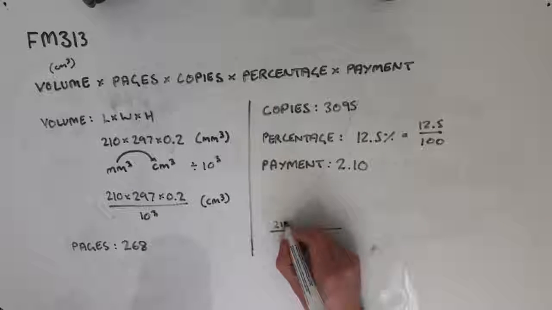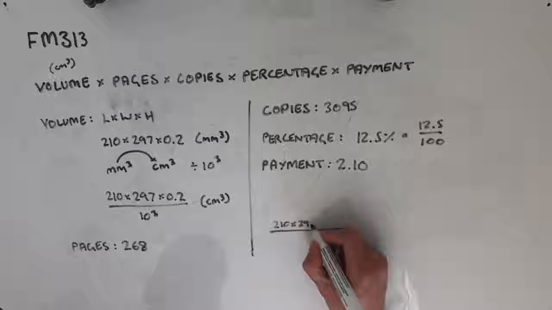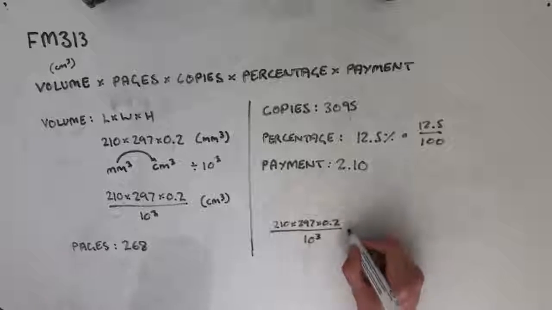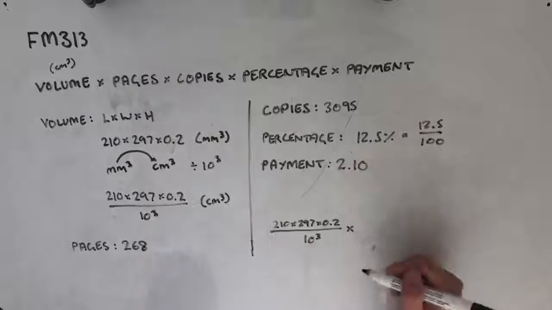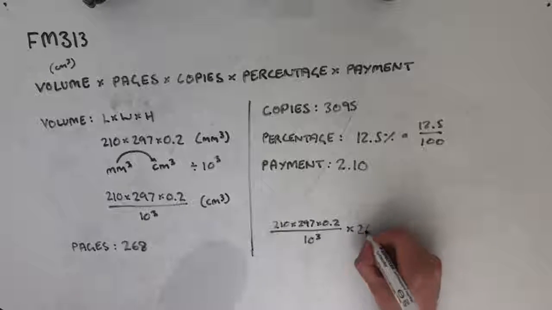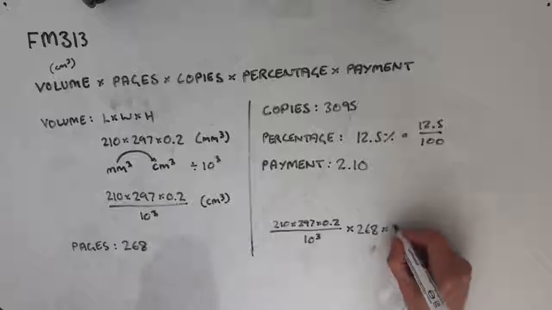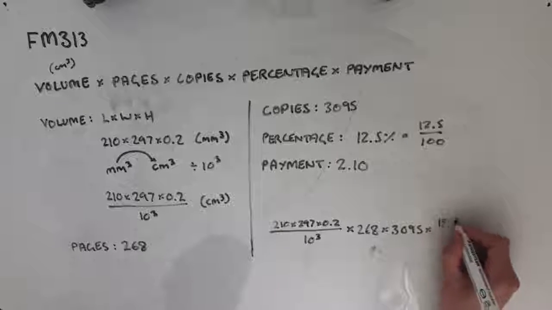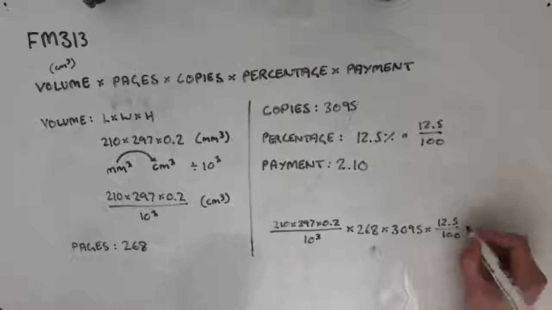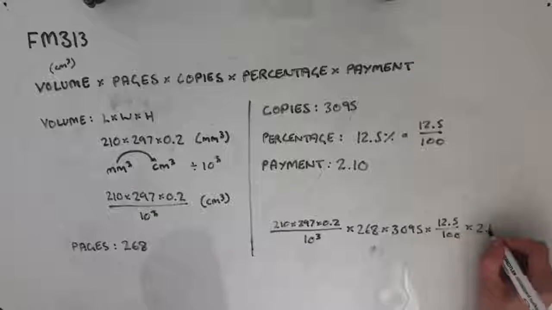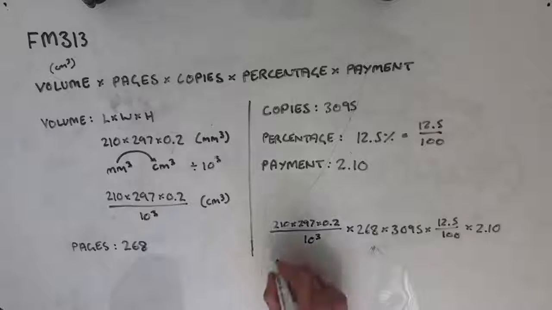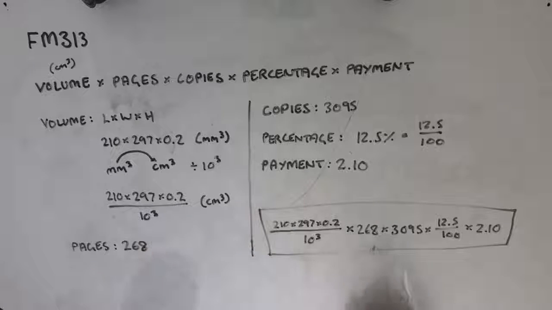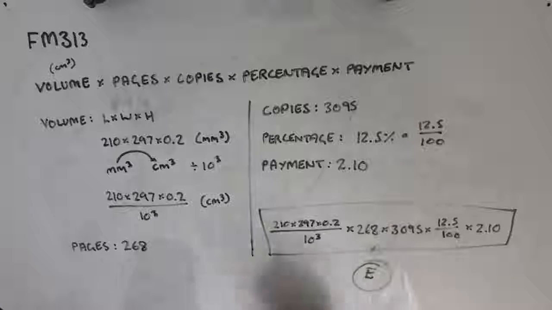So we've got 210 by 297 by 0.2 over 10 to the power of 3. So we've got our volume in centimeters cubed there, timesing that by the number of pages, timesing that by the number of copies that we've sold, timesing that by the percentage that Matt has contributed to, and finally multiplying that by the amount he receives per cubic centimeter. We get this formula here, which looks a lot like option E.